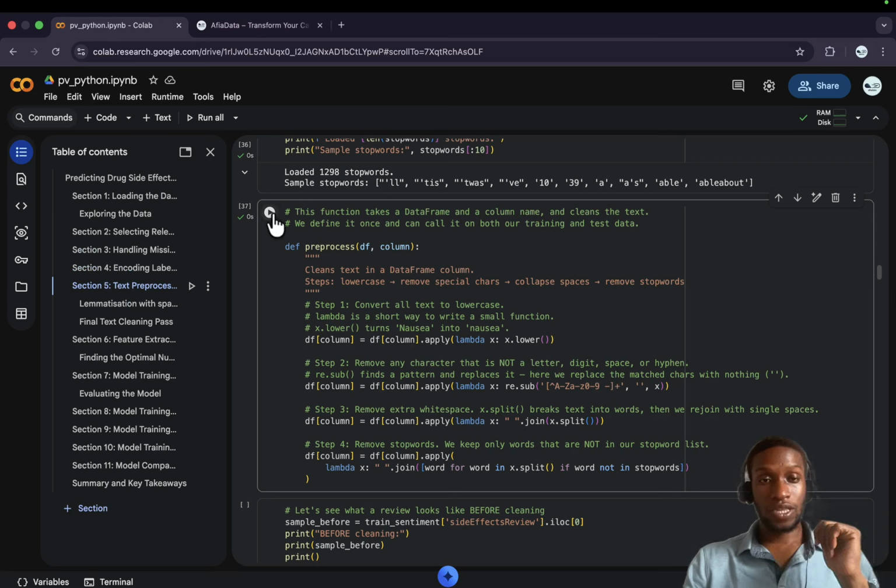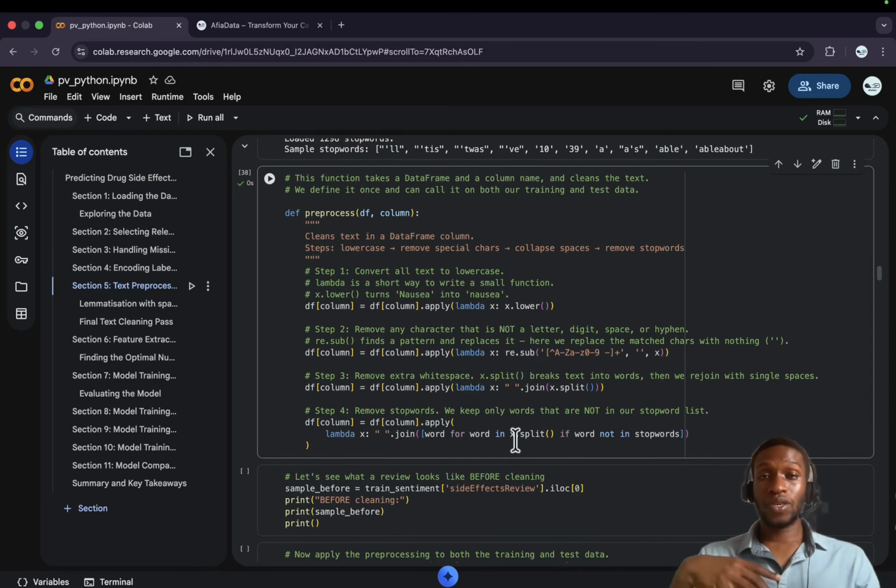I will just run this function, and this function is now stored. That means we can call upon this function later on different data frames, like the training data frame and the test data, and let it work on the specific columns. Some of the steps within this function include turning text to lowercase, removing characters, removing extra white space, and removing stopwords. Again, remember, the whole essence of this video is to give you an intuition on the workflow that happens in this case.